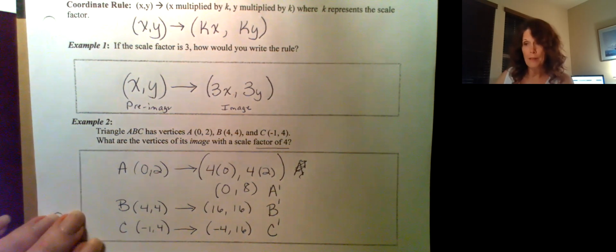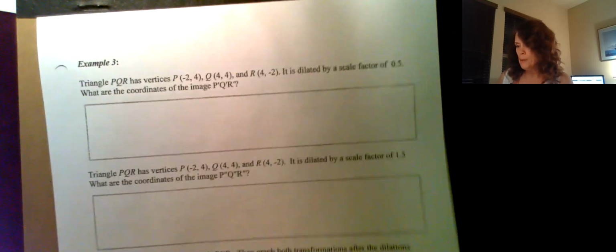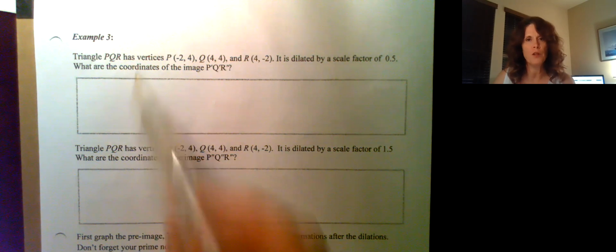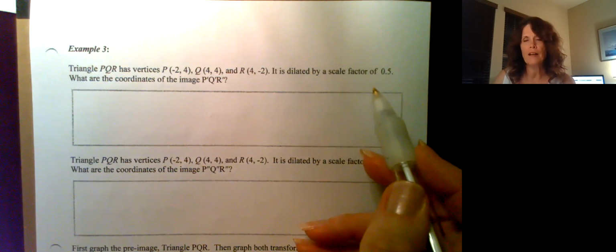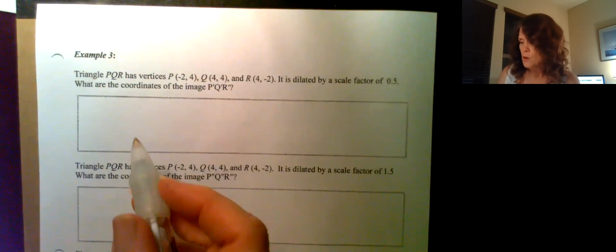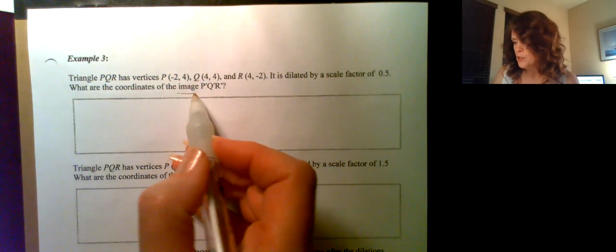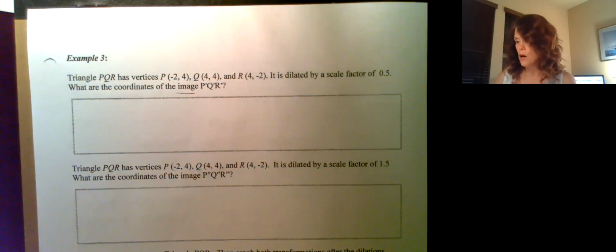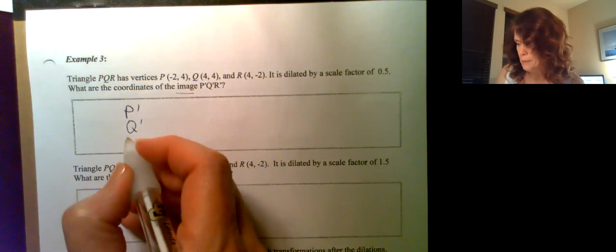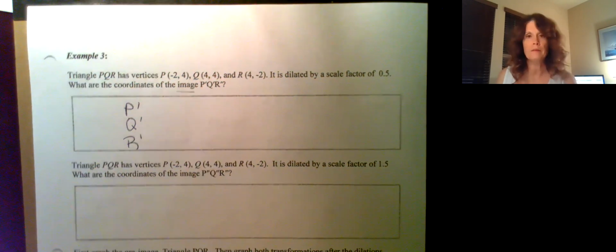All right, we're gonna flip this over and do a couple other examples then. All right, so example 3, we have these vertices for triangle PQR. And it's dilated by a scale factor of 0.5 or 1/2. So it's going to be a reduction, right? Because we're multiplying it by a fraction or a number in between 0 and 1, it's a reduction. So what are the coordinates of the image, P prime, Q prime, and R prime? Okay.